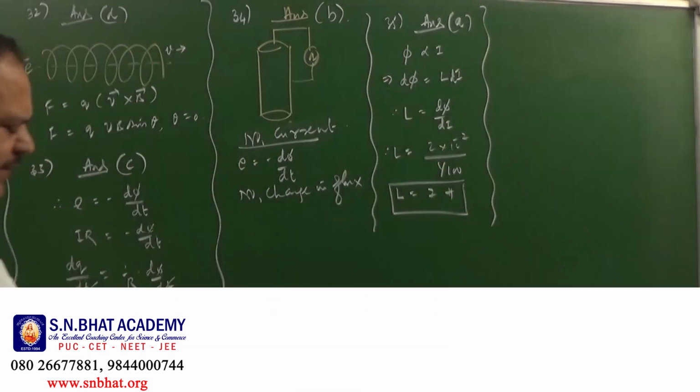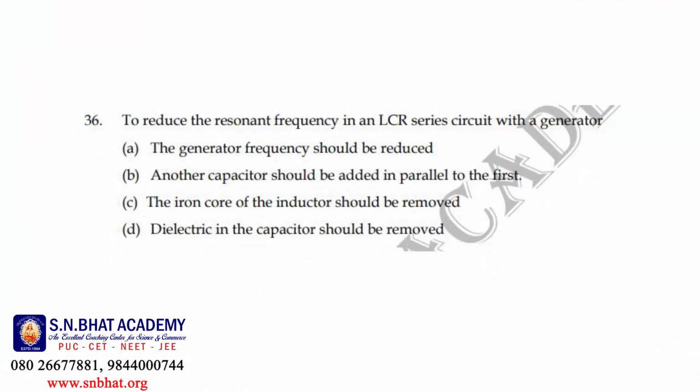Okay, next is question number 36. To reduce the resonance frequency in a series LCR circuit with a generator, study the various alternatives. The generator frequency should be reduced. Another capacitor should be added in parallel to the first. The iron core of the inductor should be removed. The dielectric in the capacitor should be removed. The generator frequency should be reduced: it is wrong.